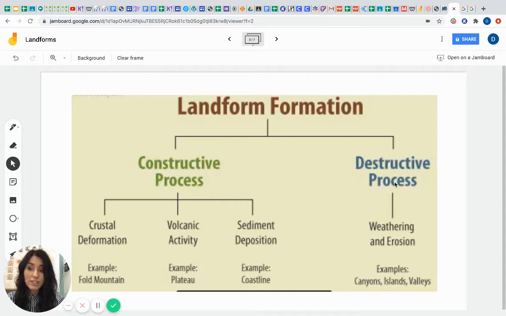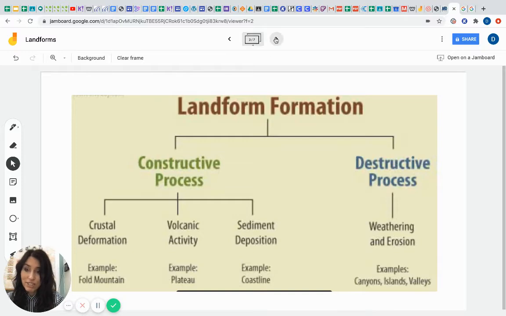Now, if we have destructive processes with our landforms, it would be like the weathering and erosion, which would be seen in the examples in like the Grand Canyon or on islands like in Hawaii or even in valleys where you live, in between where the mountains meet up. That little stretch of land there is called a valley.